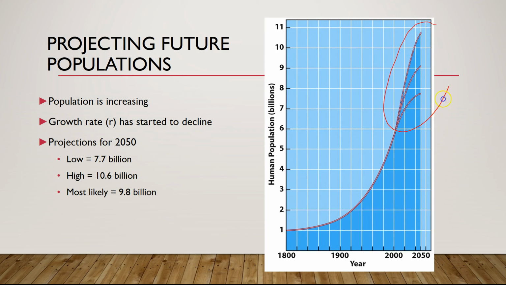So there's a range of projections for where we're going to end up around 2050, and those range from 7.7 billion, which we're actually already almost to, all the way up to 10.6 billion by the year 2050. Most likely, based on current projections, we're going to end up around 9.8 billion. But notice that all of our projections have us at least beginning this logistic growth phase sometime during the century, during mid-century. So growth rate is going to slow down. At some point, the human population is going to stop growing. That is a fact. Now, where exactly we level off and whether that is a sustainable population is a question.